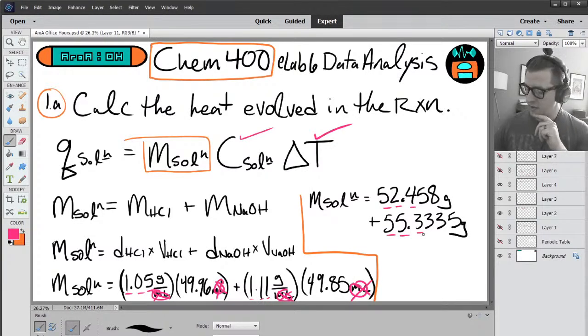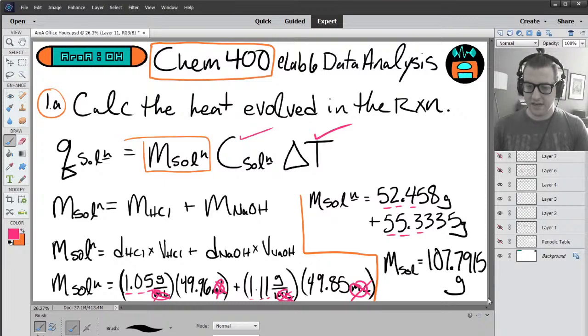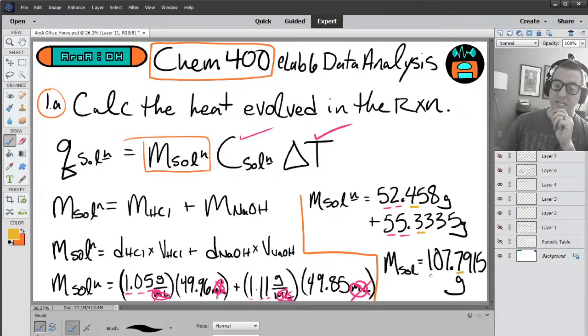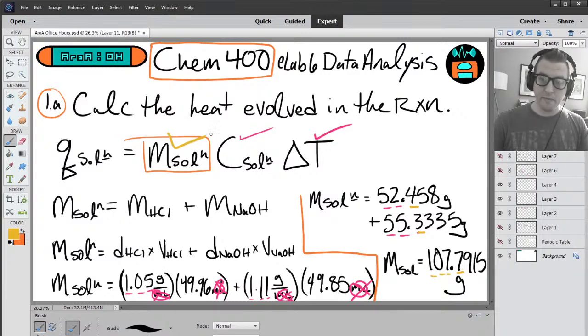Now we add these two together. 52.458 plus 55.3335 gives us, for a mass of solution, 107.7915 grams. And notice here, we're not counting sig figs because we just added. You're looking at the last significant digit in the number. Our last significant digit must be in the first decimal place, so this value actually has 4 sig figs. All right, now we have our mass of solution.